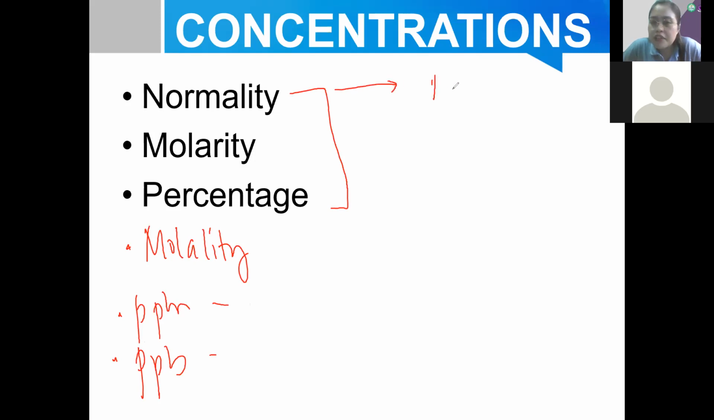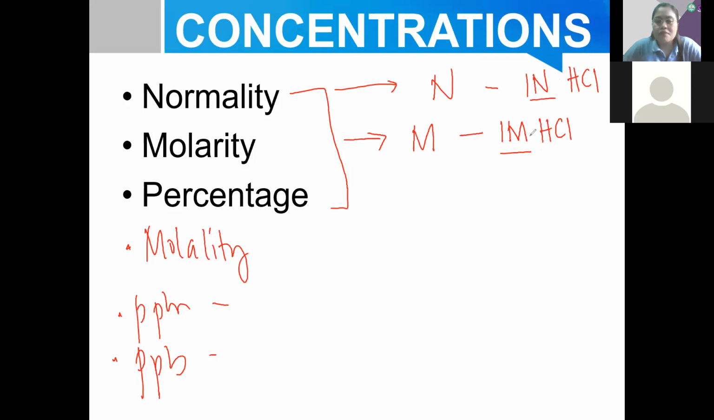Normality, ang symbol niya is capital letter N. So you can see this in the label. For example, hydrochloric acid, meron nakalagay 1N HCl. The 1N there is the concentration. So for molarity naman, that's capital letter M. Do not be confused between the two. Kung nakalagay M, 1M HCl, ito yung concentration niya. But they are different units of concentration. The other one is normality. This one is molarity.